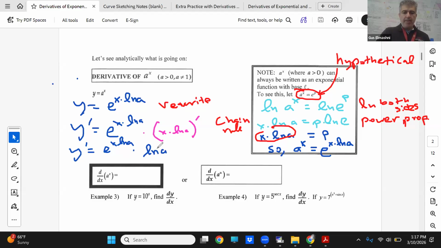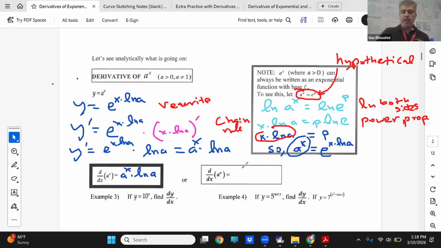And then you could bring back what e to the x ln a was to begin with: a to the x, or e to the p. But we'll use a to the x. And so it just gets you back. The whole e thing was more of a bridge. So it's a to the x times natural log of a. That's a formal proof for a to the x.